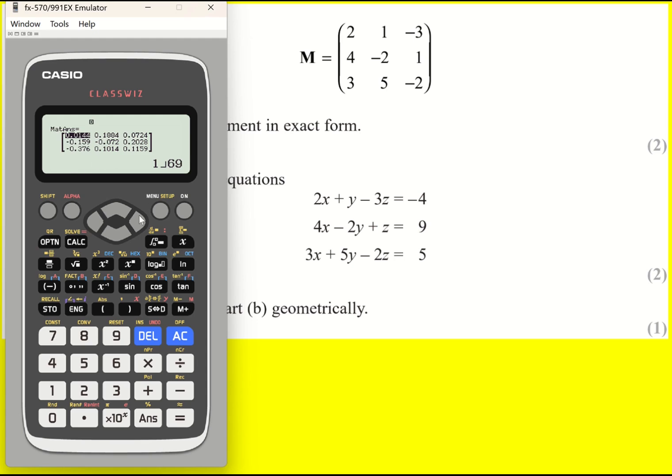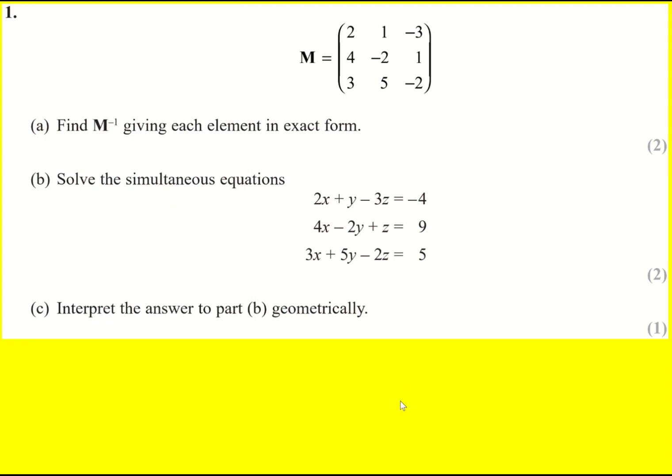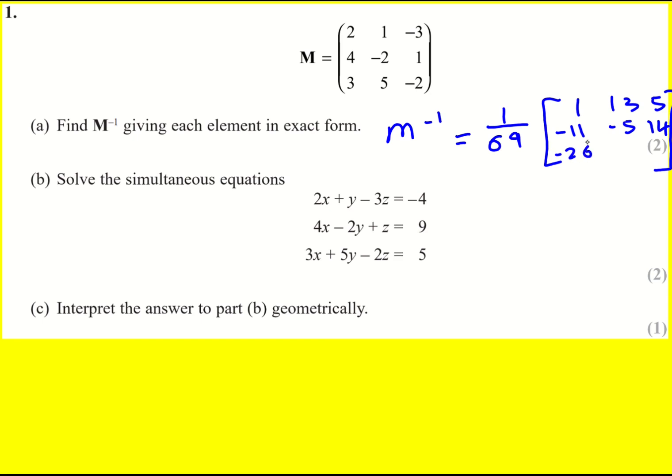We get quite an awkward bunch of numbers, but actually they're all over 69. So what I'm going to do, to save a bit of time, is just take out 1 over 69 and then write out the rest of the matrix. And it ends up being 1, 13, 5, -11, -5, 14, -26, 7, and 8.